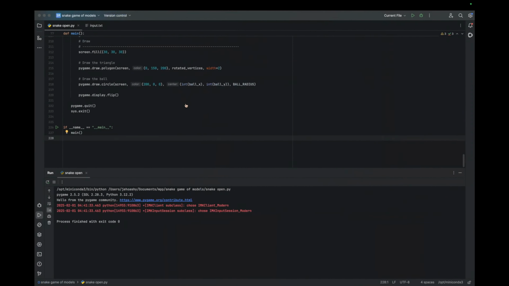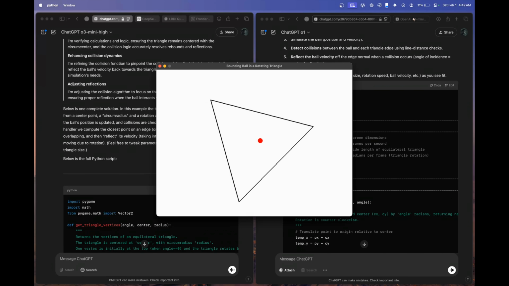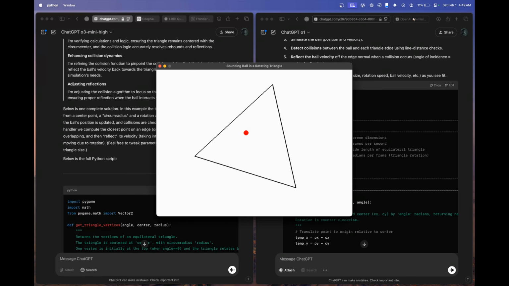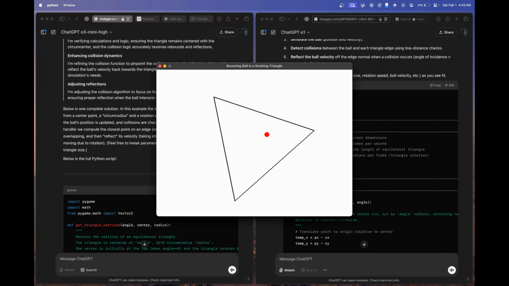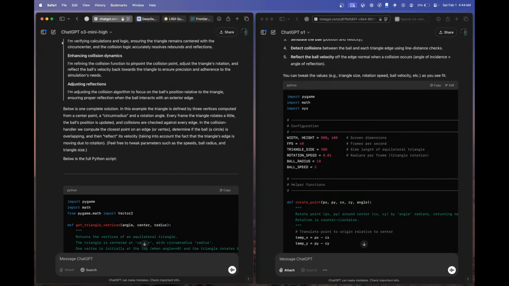Let's copy this and let's see. Will it be able to run? So we don't see any kind of errors. Let's run this. Okay, that is nice. So we'll watch it for a moment because I've seen that Qwen actually gets this right. But after a while, the ball escapes the triangle. Okay, so I've seen this for quite a while now and it's not escaping. So this is clearly a pass. Let's move on to the next question.